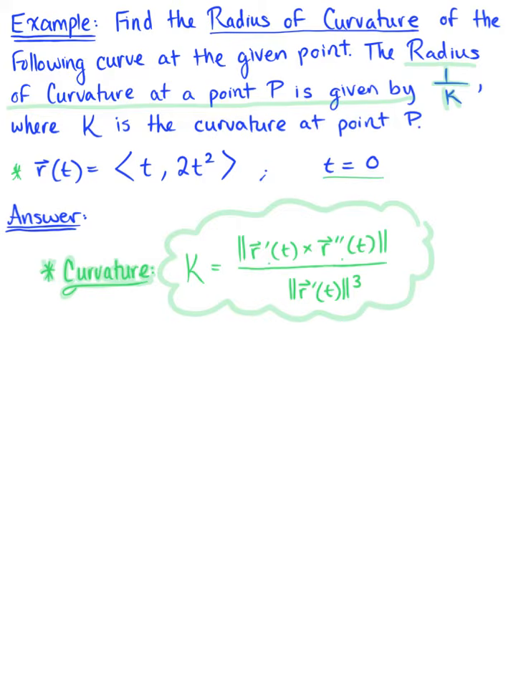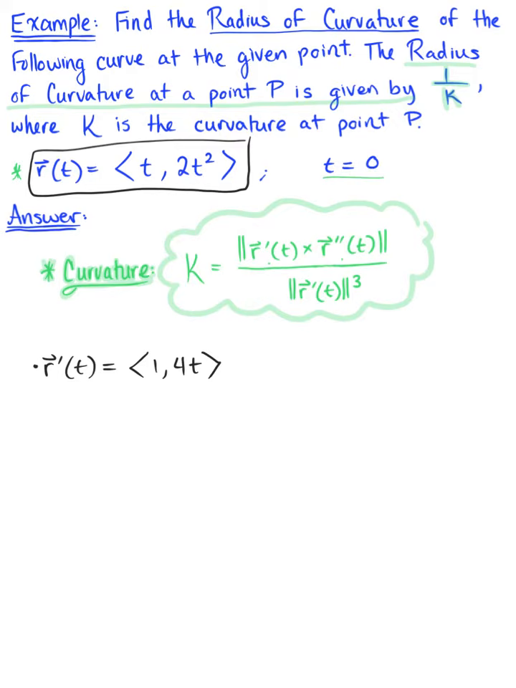So here we go. Starting with our parameterized curve, I'm going to begin by finding the tangent vector, the velocity vector. Differentiating, we are left with the vector with components 1, 4t. Let's go ahead and find the second derivative, or the acceleration vector. Our second derivative leaves us with 0, 4. We also want to keep in mind that we are concerned with the curvature when t is 0. So let's take a moment and evaluate these.